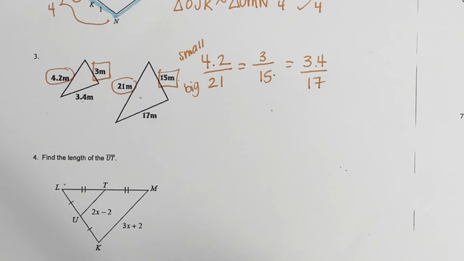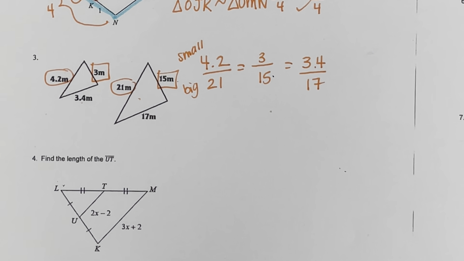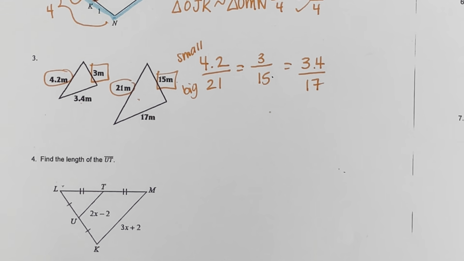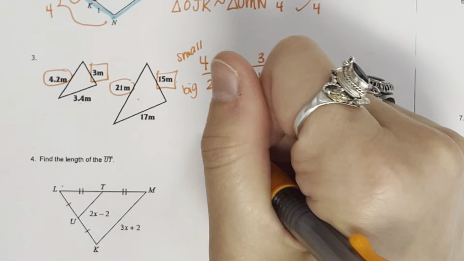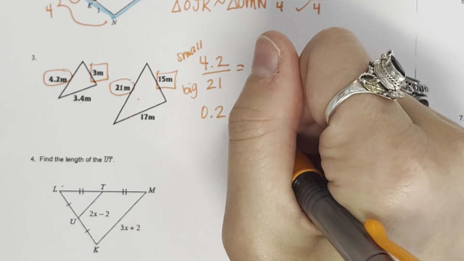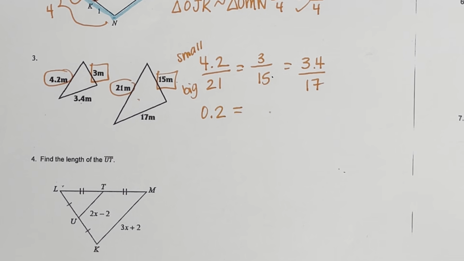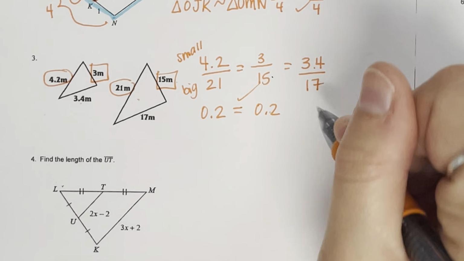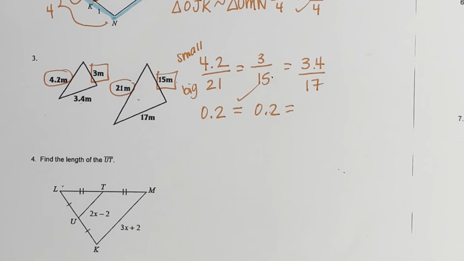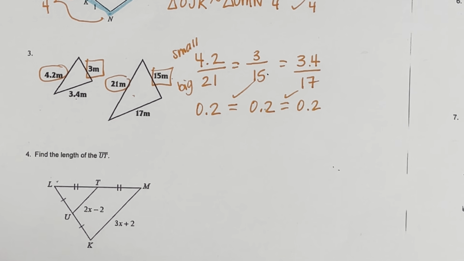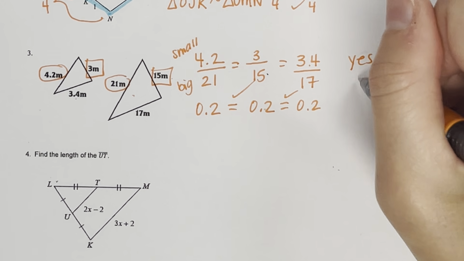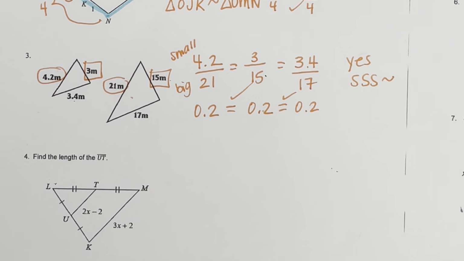I'm just going to divide these numbers and see if the decimals are the same or if the decimals are different. So this first one, 4.2 divided by 21, is 0.2. 3 divided by 15 is 0.2. So those are the same. And then 3.4 divided by 17 is also 0.2. So all 3 sides are exactly the same. All 3 sides are proportional. So these are similar triangles by side, side, side similarity.